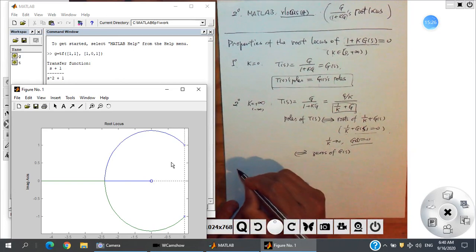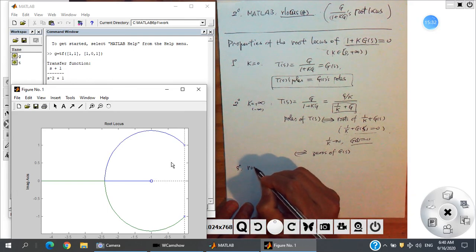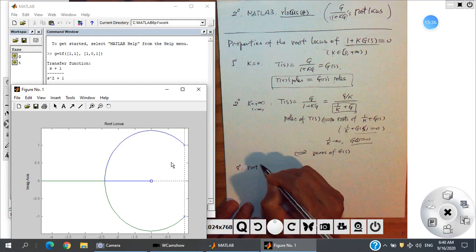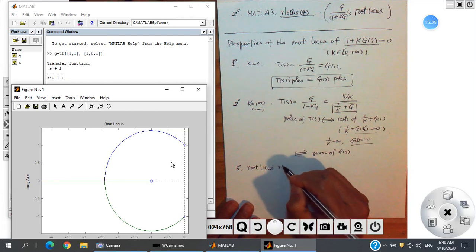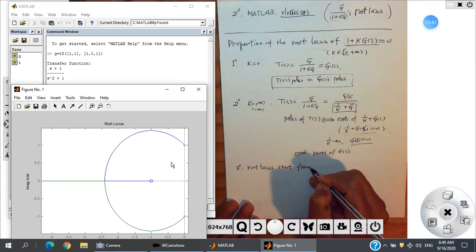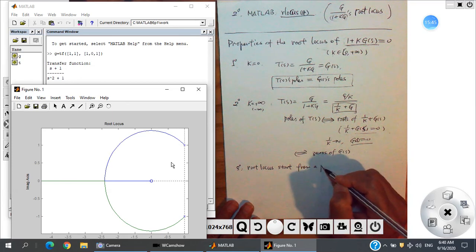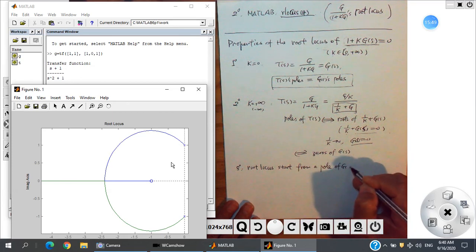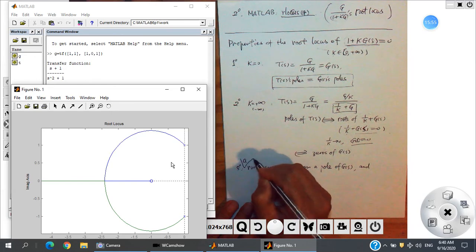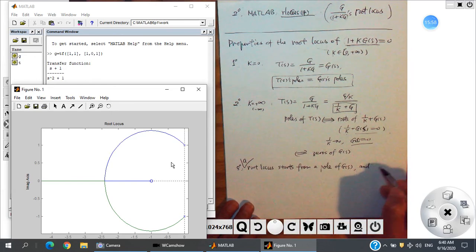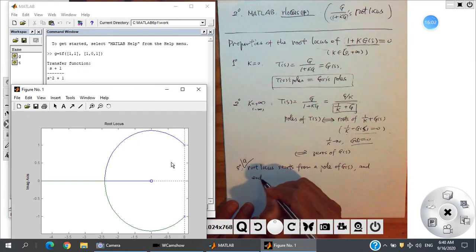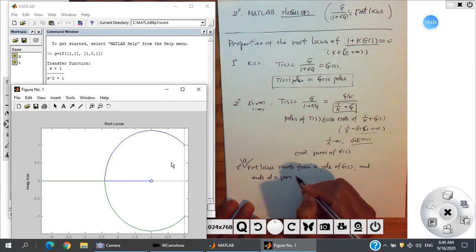So we combine 1 and 2 together. We see the root locus starts from a pole of g of s and ends at a zero of g of s. So we have these.